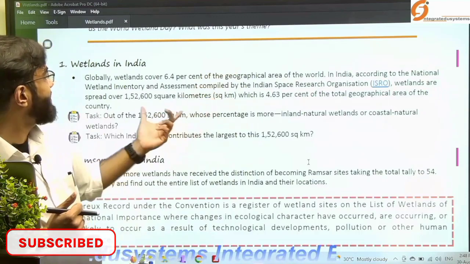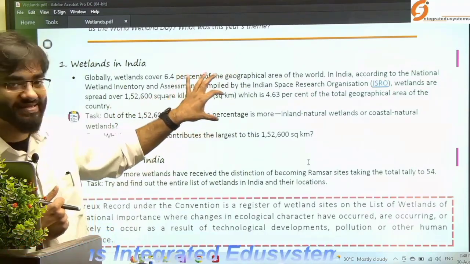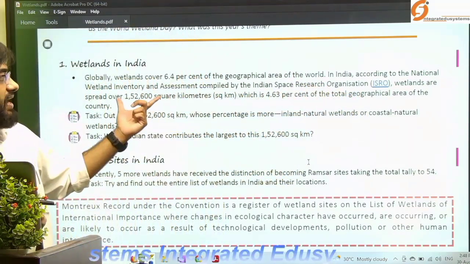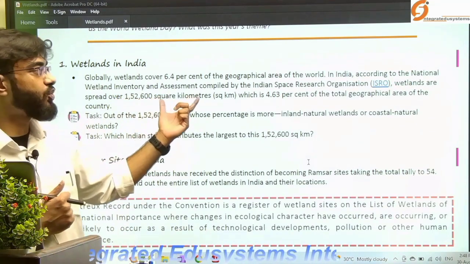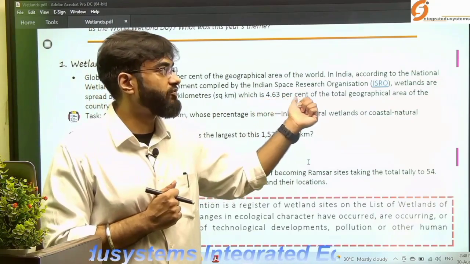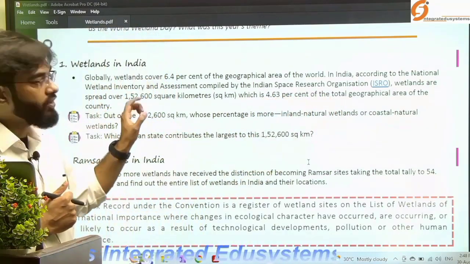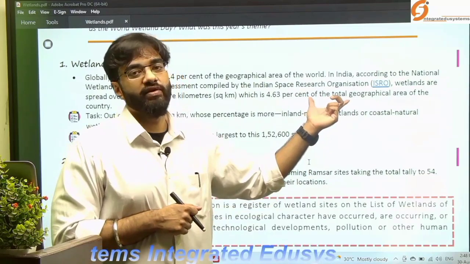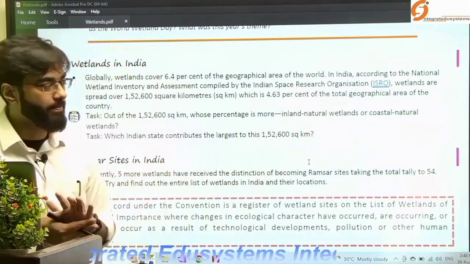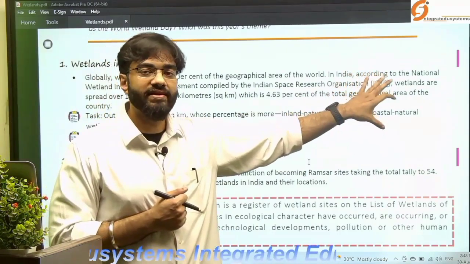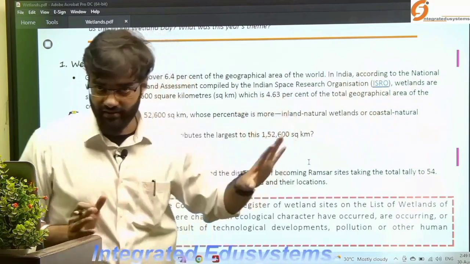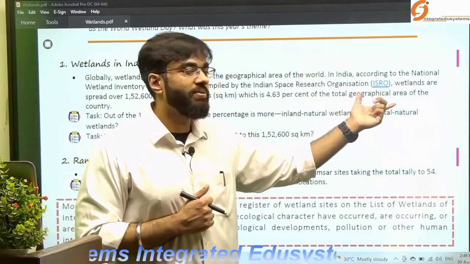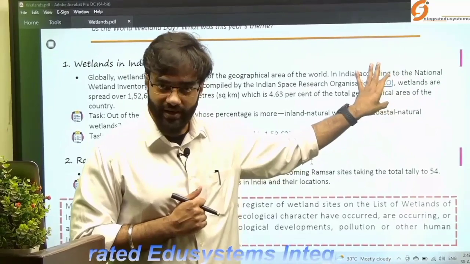Now this is the world, and as far as India is concerned, ISRO, the Indian Space Research Organization, has determined that the wetlands are spread over 1,52,600 square kilometers, which is 4.63% of the total geographical area of the country. If you don't remember, clarify what the total geographical area of the country is, because that becomes very important when you study the forest cover. For example, whatever that data is, 24.62, or tree cover, all these terms are in respect to the percentage of the total geographical area. So this is very important.